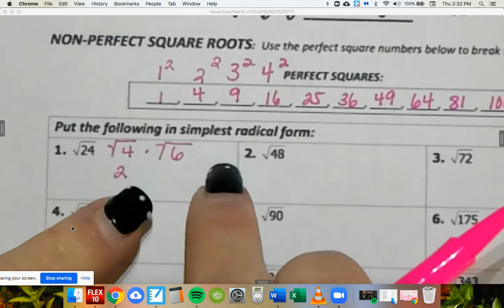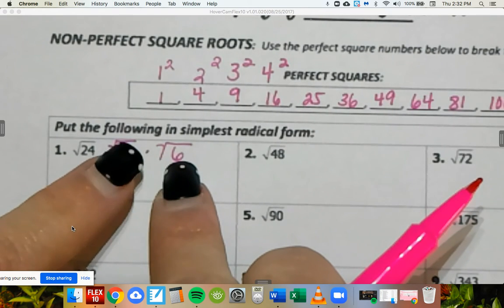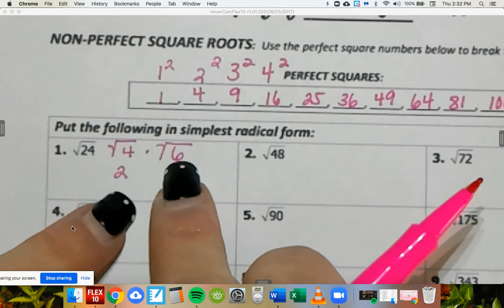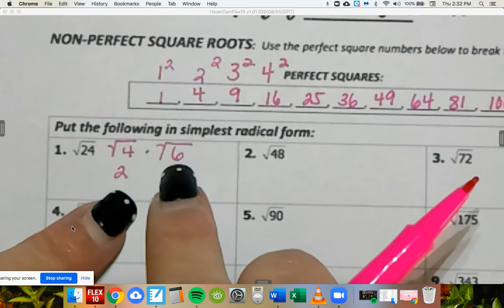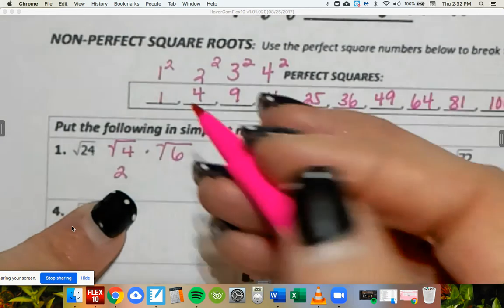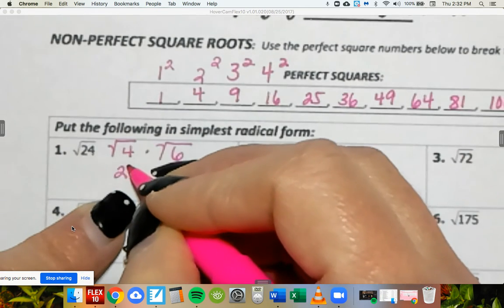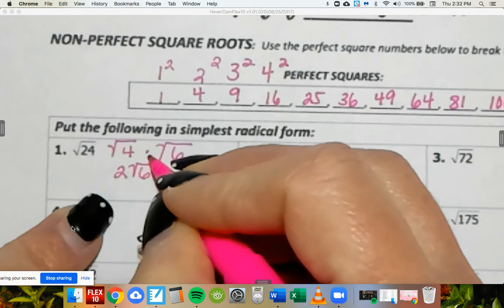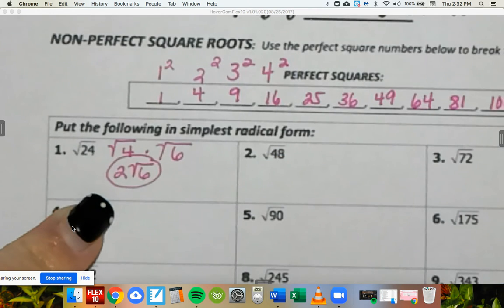So you break it into two pieces. This piece you can solve, so you solve it. This piece you really cannot, so you leave it in radical form. So you're going to call this 2 square roots of 6. And that's your final answer. We'll do more, don't worry.